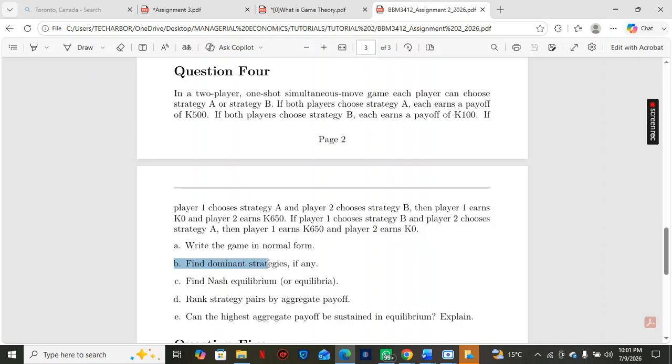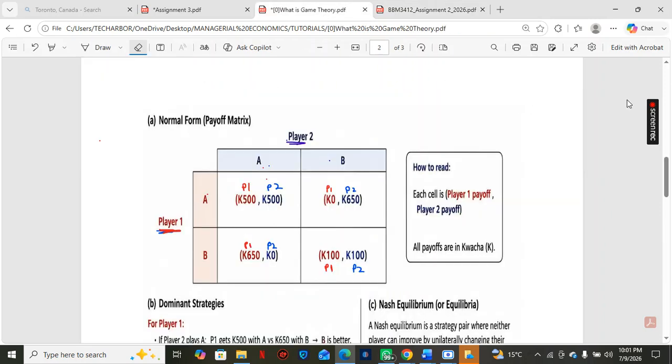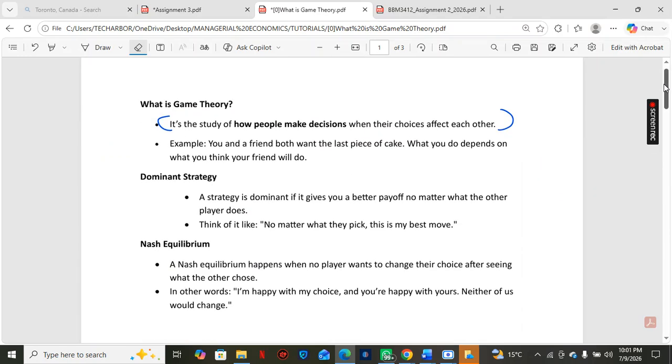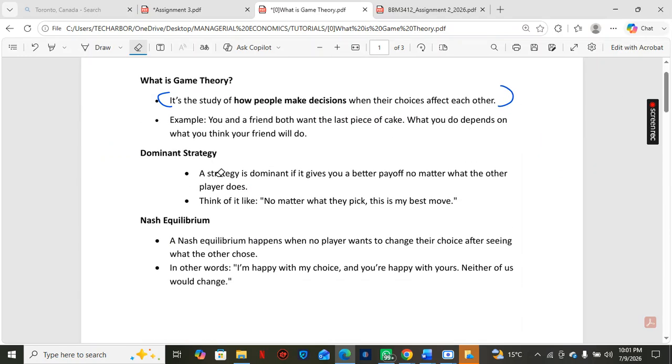Part B, find the dominant strategies if any. So colleagues, when we say dominant strategy, this is what it means. A strategy is dominant if it gives you a better payoff no matter what the other player does. Basically, no matter what they pick, this is my best move. So it gives you the best payoff no matter what the other player does.